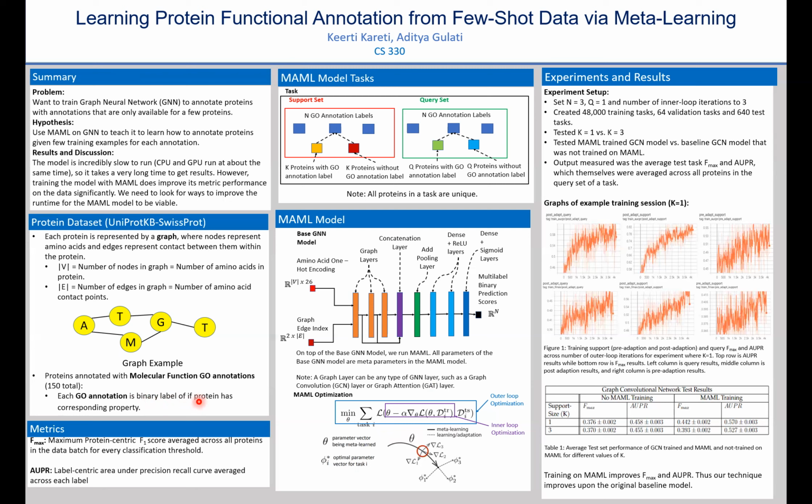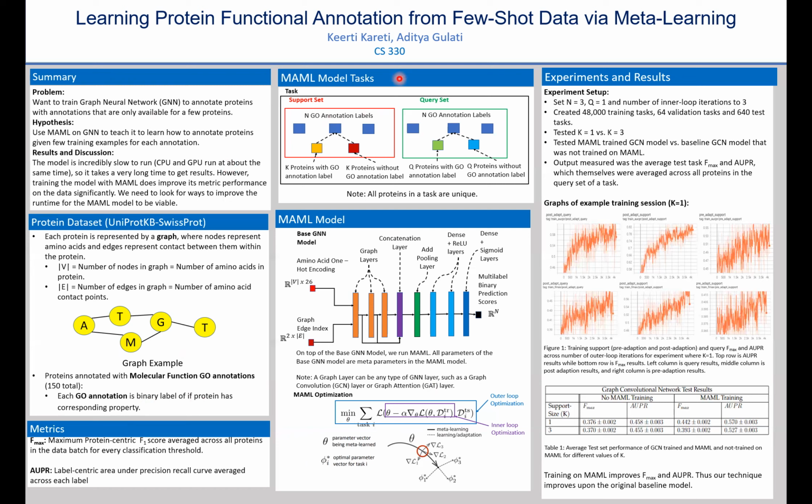Now over to Keerti. Okay, so now we're going to go over the metrics we use to measure the classification performance of our model. These are the same ones used by the DeepFRI model in their paper. The two metrics are Fmax and AUPR. Fmax is the maximum protein-centric F1 score averaged across all proteins in the data batch for every classification threshold. AUPR is a label-centric area under the precision-recall curve averaged across each label. Both measure classification performance of our model, but in perpendicular ways. Ideally, we would want both to be high in order to show good model performance.